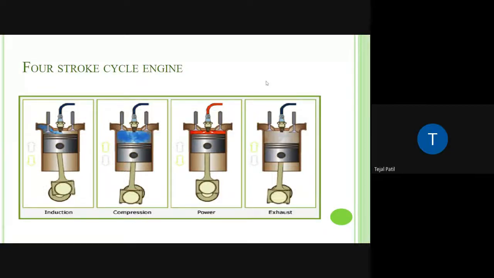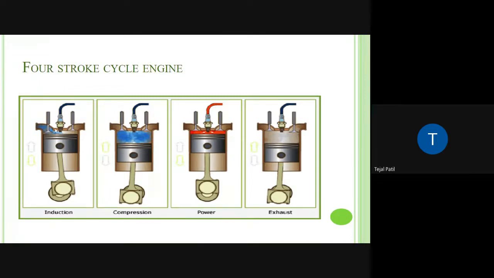Okay, in a previous lecture, we have seen the four-stroke cycle engine, and in that we have seen petrol engine and a diesel engine. There are four processes: induction process, compression process, power process, and the exhaust process. And these all four processes are carried out when this piston is going to move up and down four times. That's why it is known as a four-stroke cycle engine.